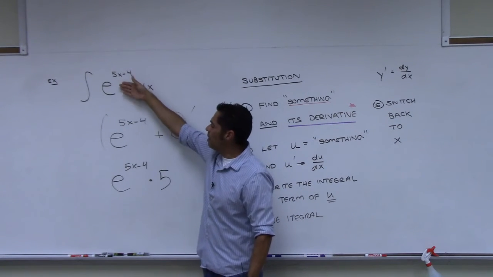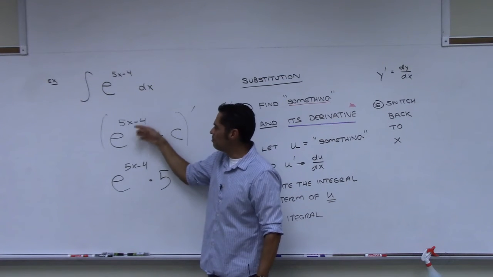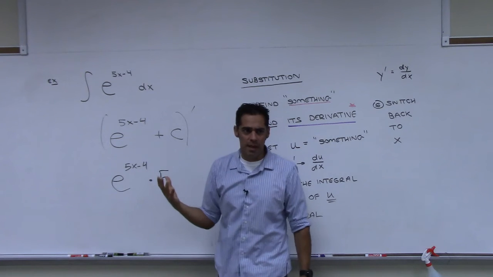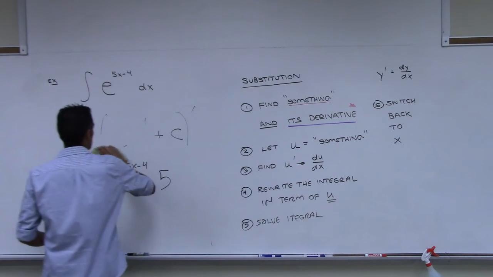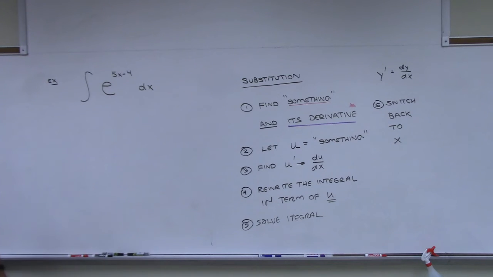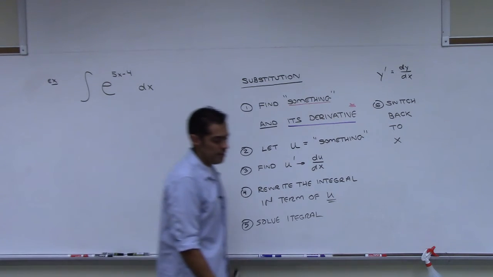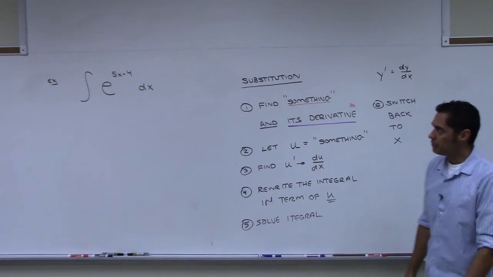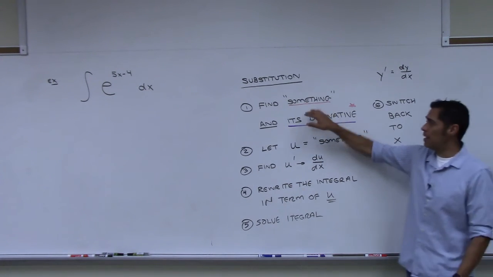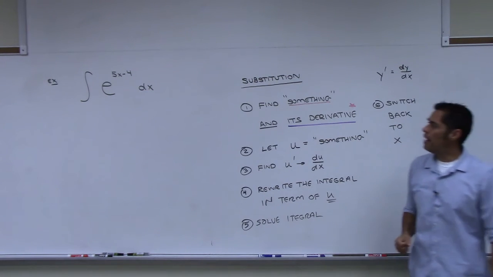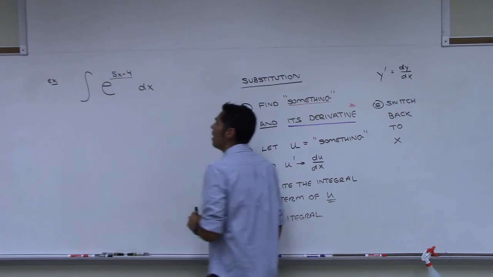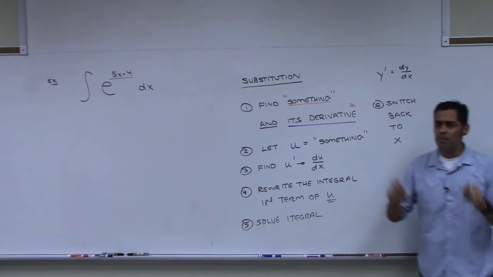You can't go backwards from here to get this, because when we go from here to here, we get a 5 that's not up there, right? So we have to account for that somehow. We're about to do it, but there's a process for it. All right, so let's see. Do you see something in its derivative? This is, I guess, the hardest part, trying to figure out what this something is. 5x minus 4? Okay, so let's try it. If that's going to be my u, if that's my something, what's its derivative?